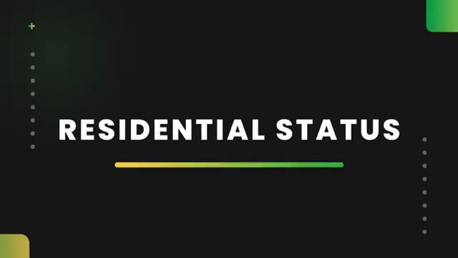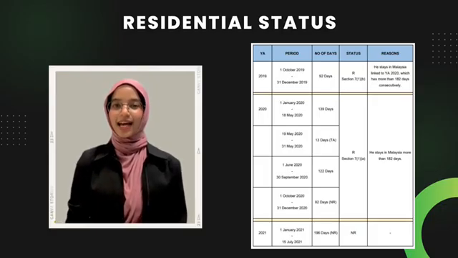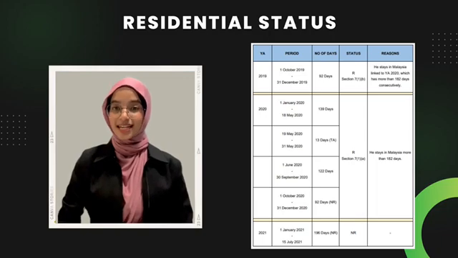It consists of residential status for an individual, statutory employment income, business income, and the last one is personal income. To begin, I will be presenting about the resident status of Reza Zain.